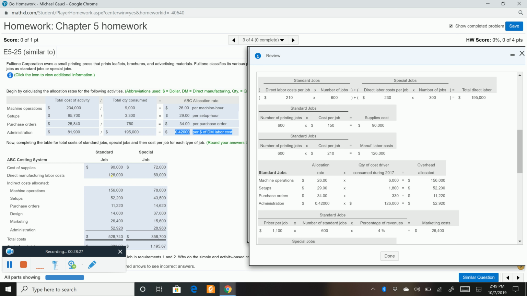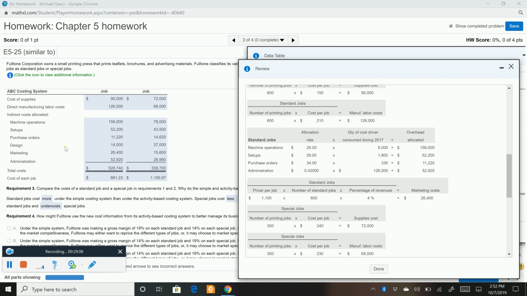So 42 cents times $126,000 should give us our administrative cost of $52,920. Let me just do the math now. 42 cents times $126,000. Yep, that's the $52,920. And then for the special job, 42 cents times $69,000 gives us $28,980. Okay, so that's administrative costs, and we're breaking that down once again between our two jobs.